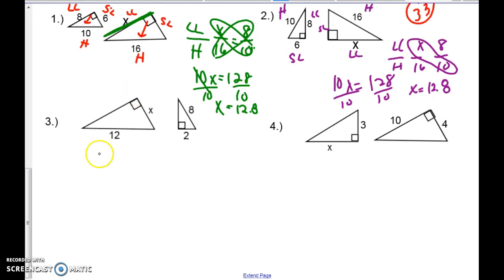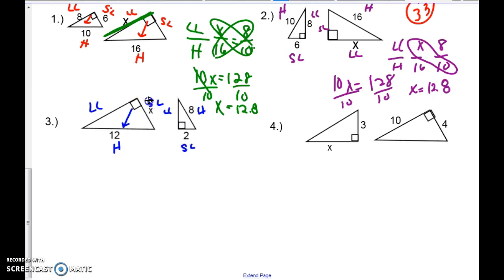On the next one, I still encourage you to go ahead and label your sides, which ones they are, so that way it avoids mistakes. What we're going to do, same thing, is label short leg, long leg, hypotenuse. And it's going to help.